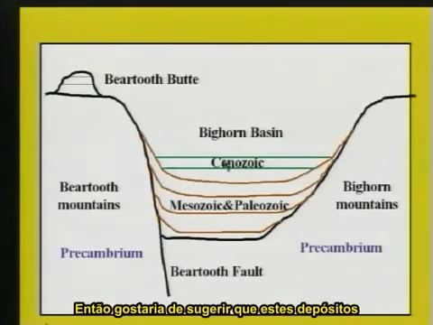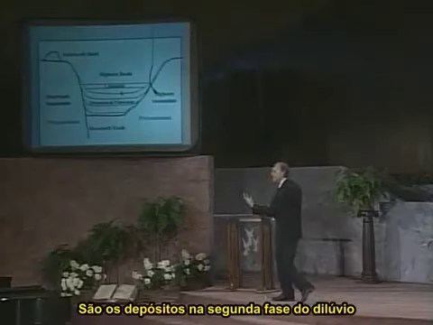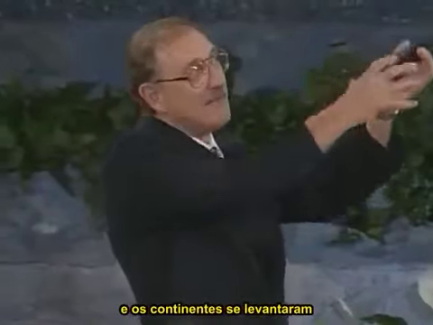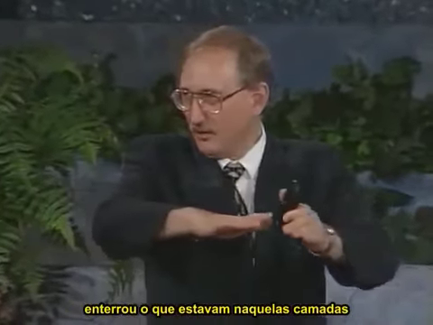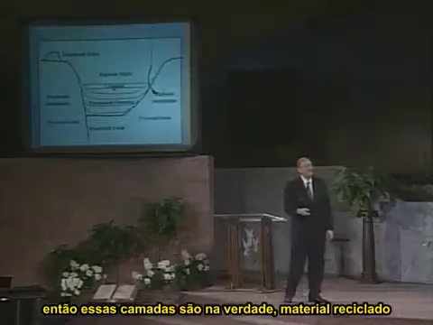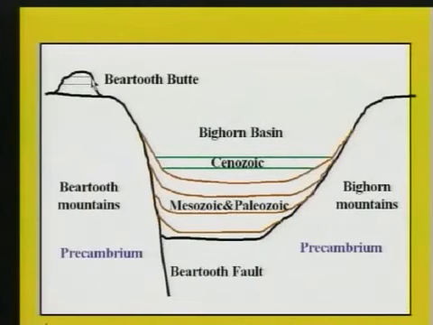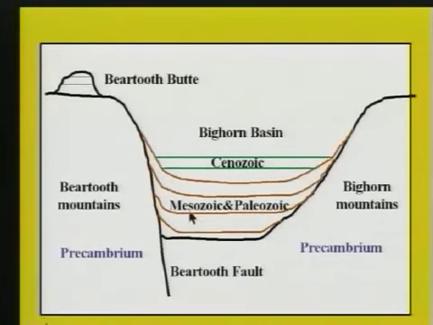So I would like to suggest that these deposits are the deposits in the reverse of the flood. So when the mountain ranges and the continents came up and the water cascaded down into these valleys, it buried what was in those layers. So these layers actually are recycled material. And if you look up top there sits a mountain. And it's called Beartooth Butte. And it's a very strange little mountain because it is of the same rock material as those layers down there.